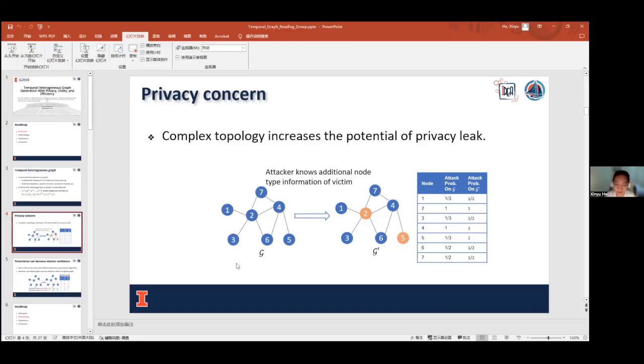Consider an attacker trying to identify a victim whose degree he knows. For example, if the victim is node 1, it has degree 1, and there are a total of 3 nodes with that degree in the original graph without the information of node type. The probability of the attacker successfully identifying the victim is 1/3. However, if the attacker knows additional node type information of the victim, then in a heterogeneous graph, if node 1, node 3, node 6, 4, and 7 are of the same type, the attack probability will increase to a half, 0.5. So this shows that the node type in a heterogeneous graph, and similarly the temporal information in temporal graphs, will increase the potential of privacy leak.